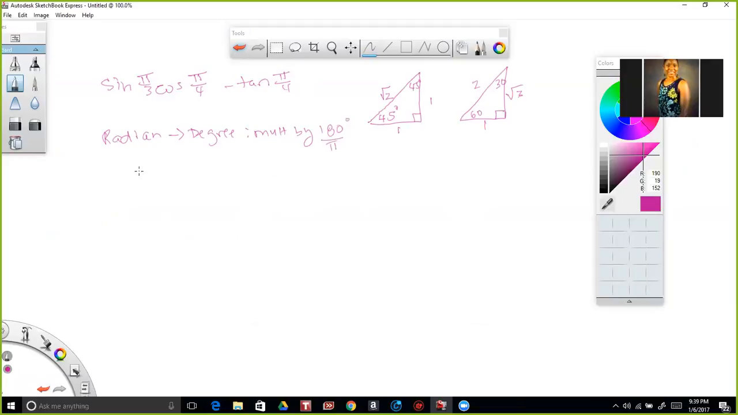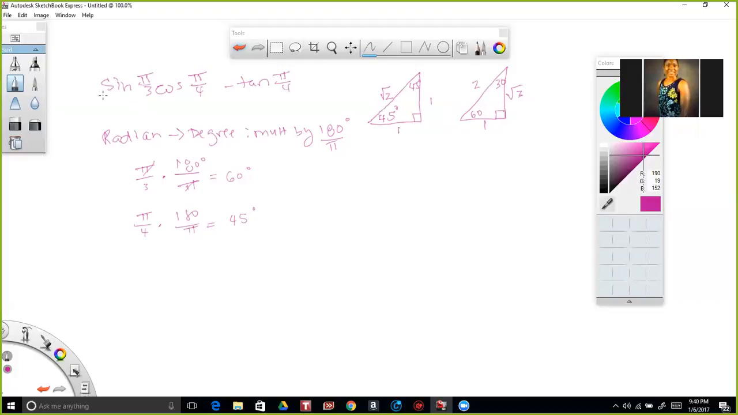So we have pi over 3. I'm going to multiply that by 180 degrees over pi. The reason we do that is we want the pi's to cancel so that we end up in degree mode. So this is why we have a 60 degree angle. And then for the pi over 4, multiply that by 180 over pi. When you do that, the pi's cancel, and 180 over 3 simplifies to 60. 180 over 4 gives you 45. So that's 45 degrees. We got 60 and 45, which we can relate here. Now we can see it better.